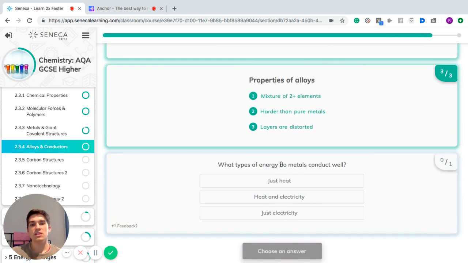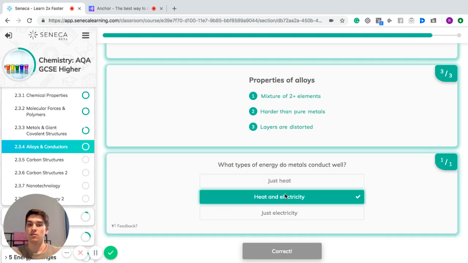What type of energy do metals conduct? Well, they conduct both heat and electricity because of those delocalized electrons.